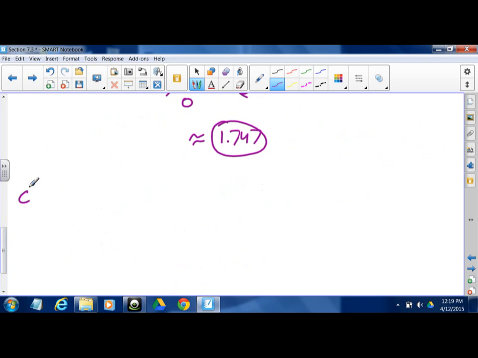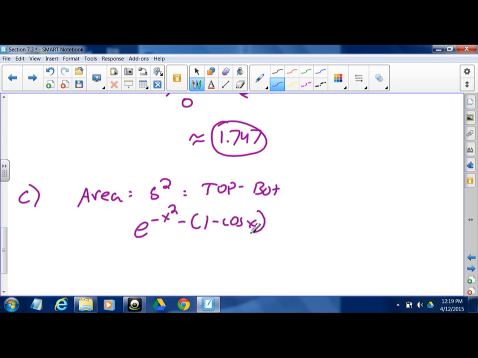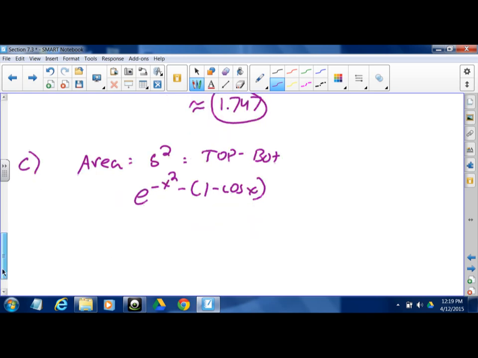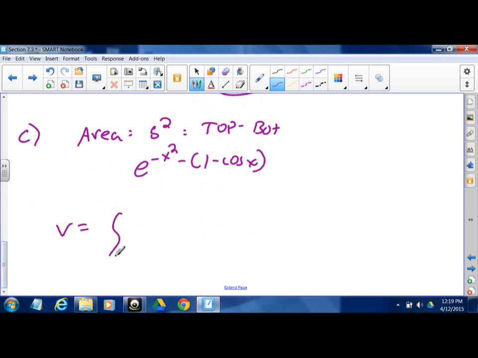I already have the intersection point, and I know that the area of a square is simply s squared, which is the top minus the bottom. I already worked with this: e to the negative x squared minus 1 minus cosine x. So I just have to sum these up. This is the area of my squares, and I'm going from 0 to 0.941944, and I just integrate all my squares.